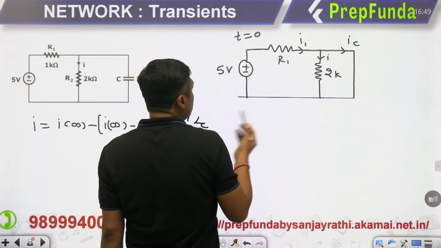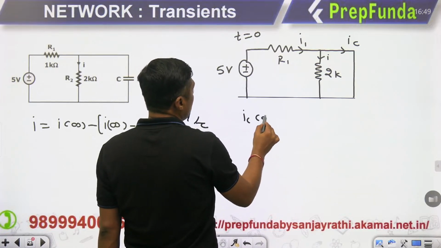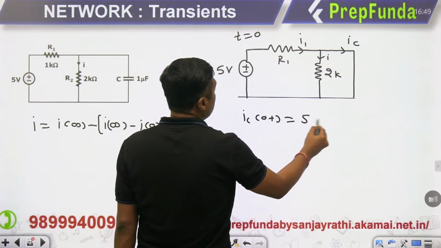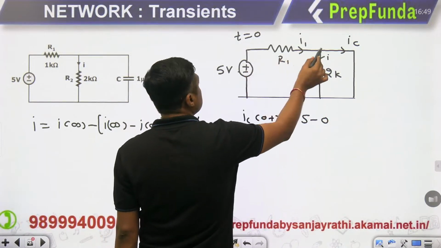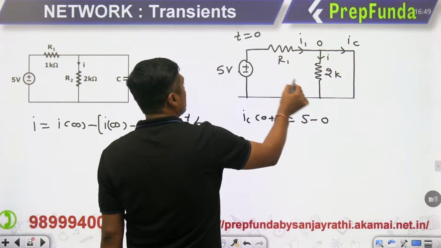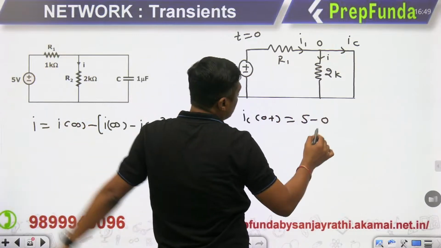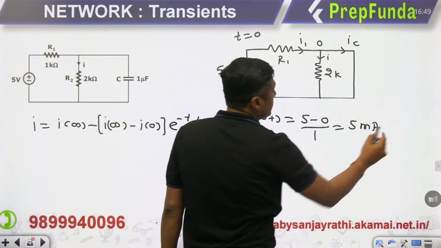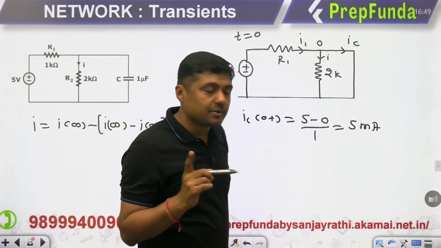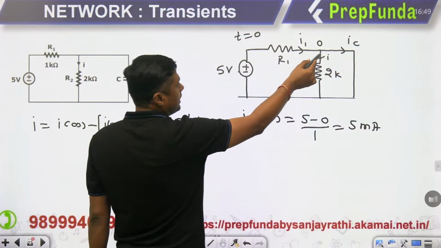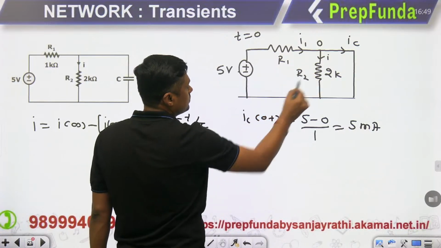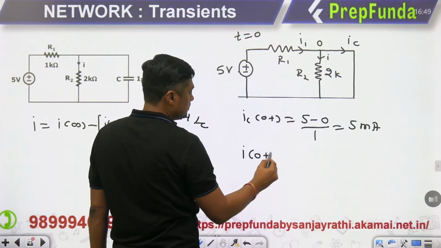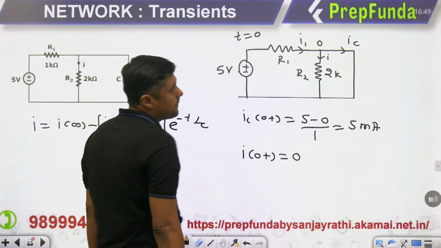Or you can find the current through the capacitor also. IC(0+) is given by 5 minus 0, this is 0 because it is connected to ground, upon R1. What is R1? 1 kilo ohm. It will become 5 milliampere. But this is the current through the capacitor. And what is the current through the resistor R2? 0. This is the initial current.